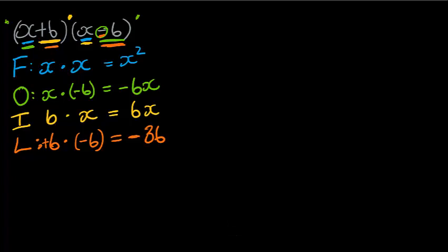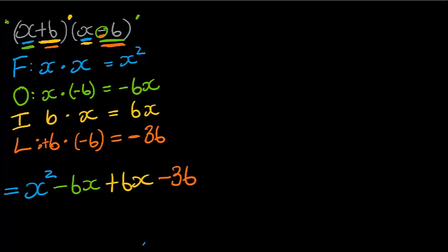Now I can answer the question. The question says, what is x plus 6 times x minus 6? And I can say, the answer is going to be x squared minus 6x plus 6x minus 36. Automatically, you heard that minus 6x and plus 6x will cancel out to give me 0. So the answer I have left is going to be x squared minus 36.